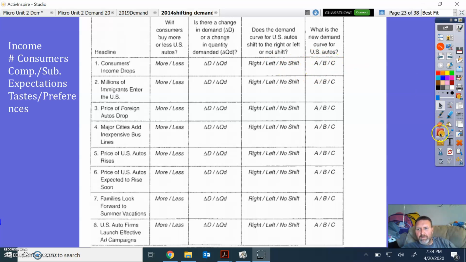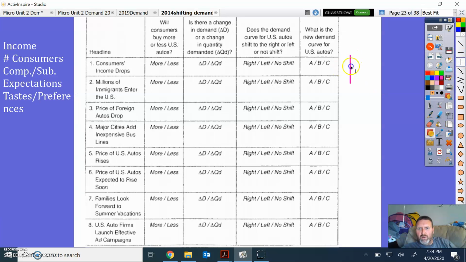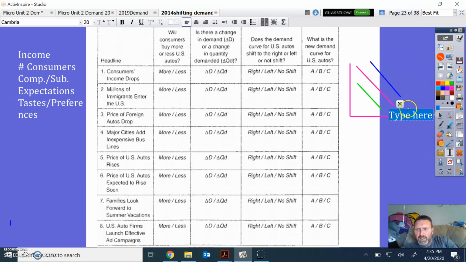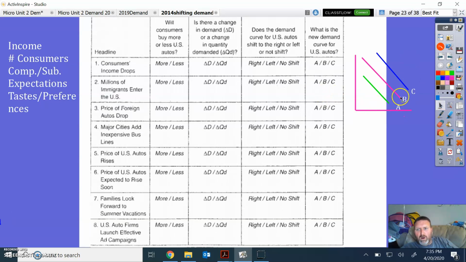Every time we start, we're going to start right here at curve B. I'm going to change the color here. And here's curve C, and here's curve A. I apologize, I didn't have this done immediately going into this. So every one you start with will be at curve B.